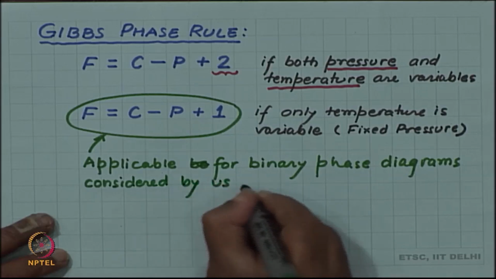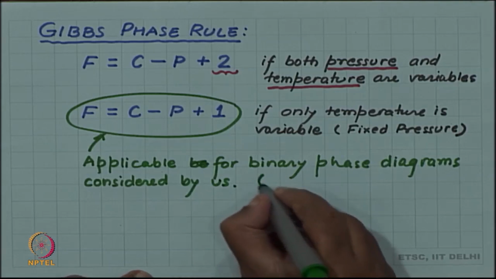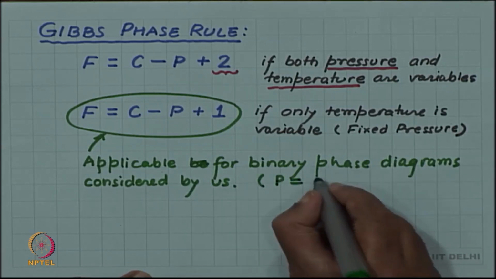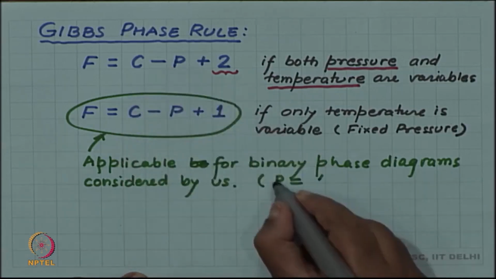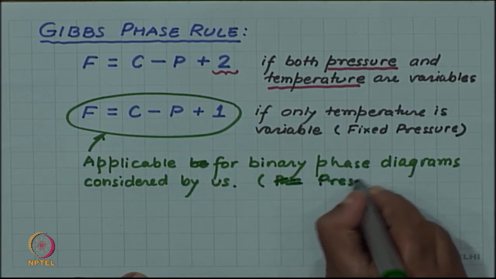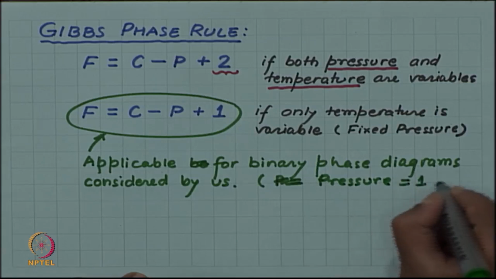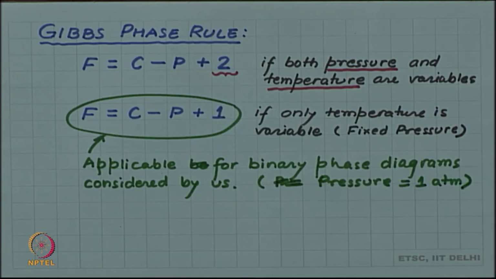Considered by us, because although we did not specify specifically in our diagrams, pressure was tacitly assumed to be 1 atmosphere. So, P can confuse with the number of phases. So, I am not writing that. So, let me write pressure. Pressure is equal to 1 atmosphere.